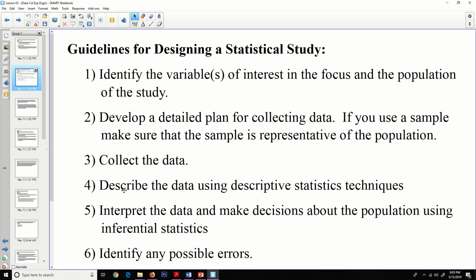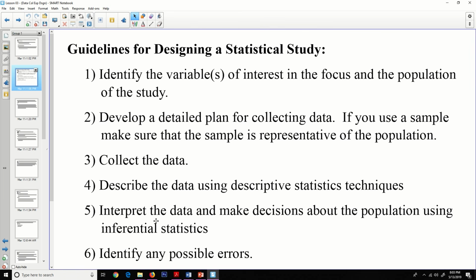You're going to collect your data, describe data using descriptive statistics and techniques. Remember, your descriptive statistics are going to be things like your mean, median, and mode. You're going to talk about your outliers. You're going to talk about your standard deviations. You're going to talk about your measures of variation, measures of position. And you just start by going through some of that stuff. And that gets you at least a strong start.